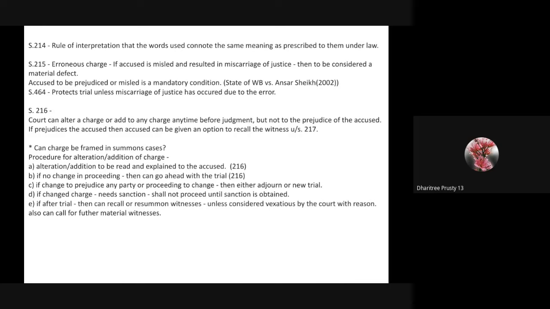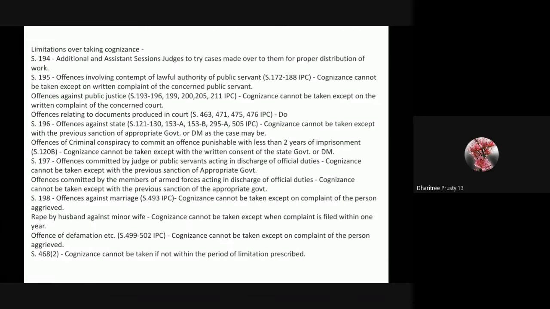Next is, if there is a change of charge and the charge which is formulated at the later stage needs sanction of any authority or government. We did not discuss this then, but I told you that you should go through all of these provisions, 194, 195, 196, 197, 198. All these demand certain sanction. Like in 197, it says that for offenses committed by a judge or public servant acting in discharge of official duty, cognizance cannot be taken except with the previous sanction of the appropriate authority.